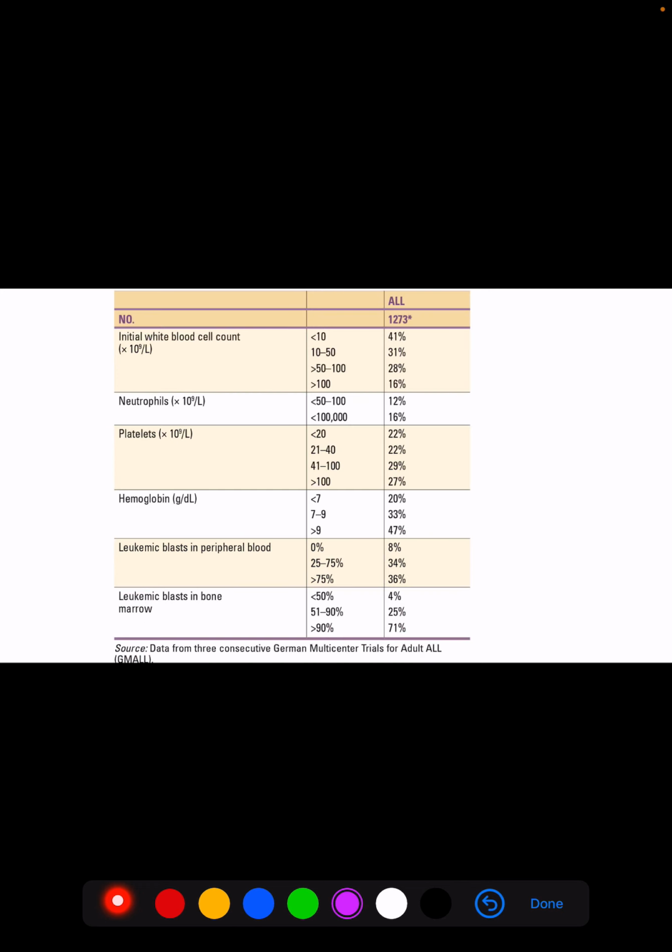So these are the laboratory investigations. These data are taken from 3 consecutive multi-center trials. Supposing we have ordered a total count or a complete blood picture, what can we see in 1273 patients? Few patients have a white blood cell count greater than 1 lakh, or few patients have a white blood cell count less than 10,000. Few will have 10 to 50,000. Neutrophils will be low in few patients, and few patients will have platelets greater than 1 lakh.